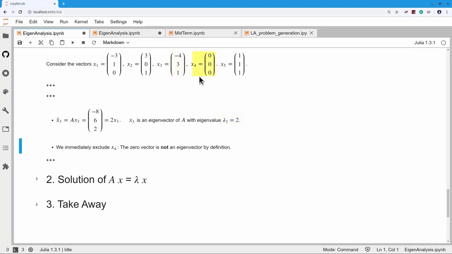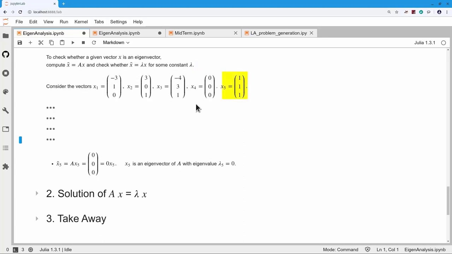x4. Well, x4 is the 0 vector. Wait a second. We say that eigenvectors have to be non-zero. So we immediately say no, x4 is not an eigenvector by definition. And finally, x5. If I multiply this vector x5 from the left by A, I find the 0 vector, 0, 0, 0. But the 0 vector on the right-hand side is just 0 times this vector. So yes, this is an eigenvector, and it has eigenvalue lambda equals 0.